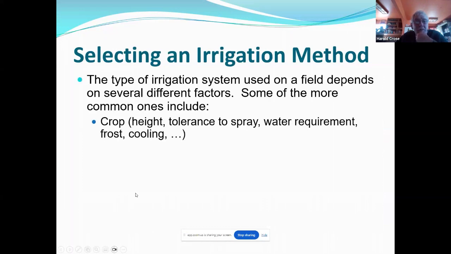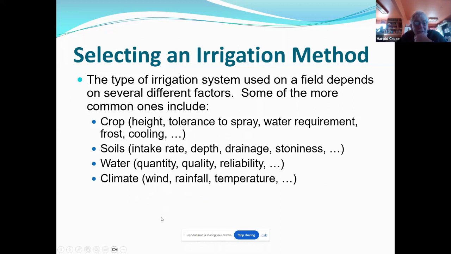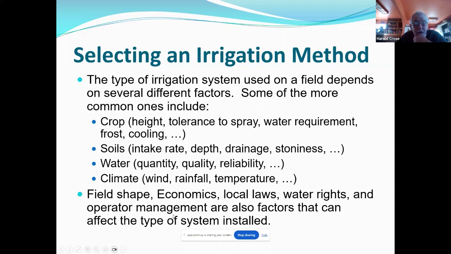And we talked about the crop height on selecting an irrigation system, tolerance to spray, frost and cooling, soil intake rates on your center pivots, drainage and stoniness, the quality of your water. We talked about that, the reliability of your water. If you're in the Kittitas Valley and the Teanaway goes dry late in the season, you're in trouble. Climate, wind, and rainfall, field shape, economics, local laws, water rights, and operator management are also factors that can affect the type of system installed.